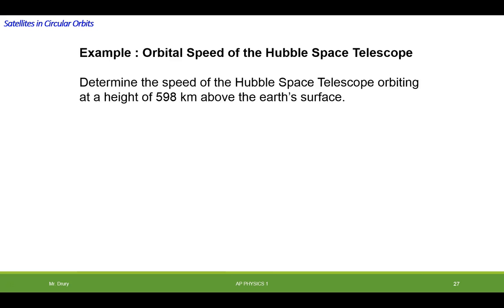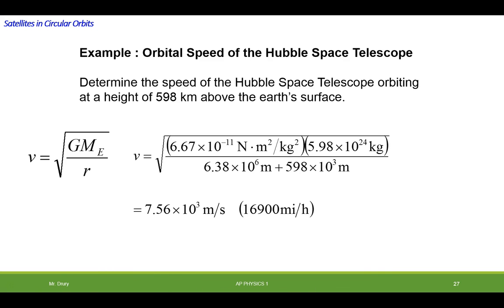Alright, so here's an example. Determine the speed of the Hubble Space Telescope orbiting at a height of 589 kilometers above the Earth's surface. In other words, what speed must it be going at to maintain that equilibrium between the centripetal force and the force of gravity? So here's the equation we just derived. You put the numbers in for big G, the mass of the Earth, and for the distance between them, I had to take the radius of the Earth plus the height it was above the Earth. So this is how fast it has to go, about 17,000 miles an hour, to maintain that equilibrium.